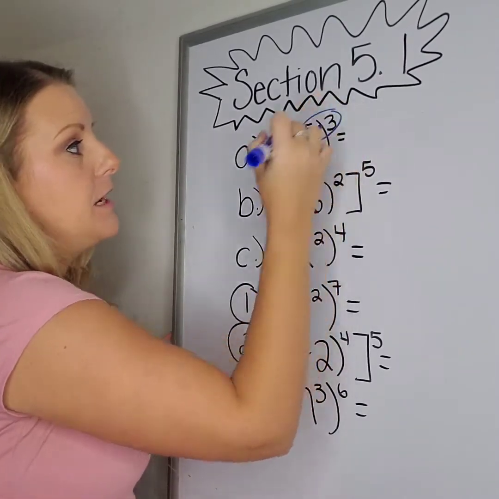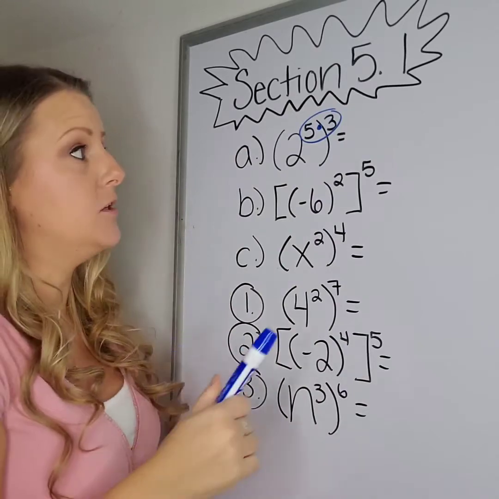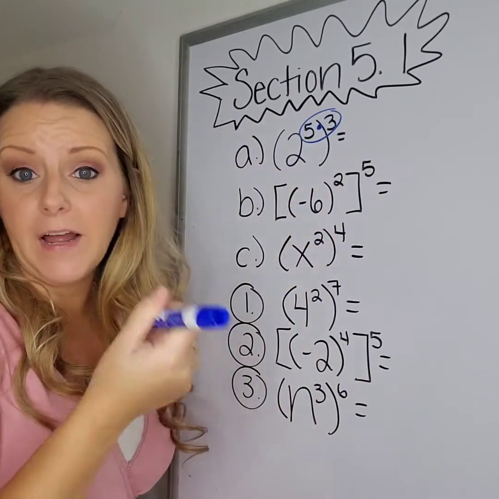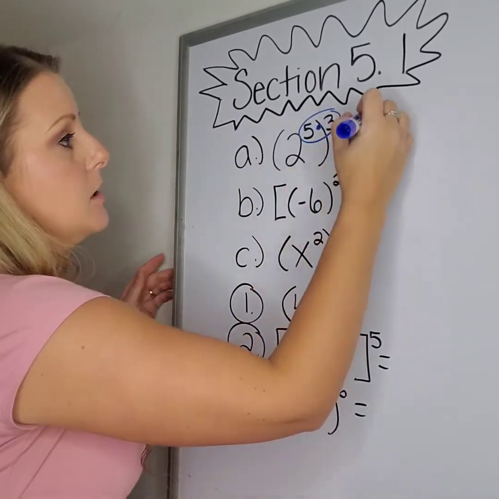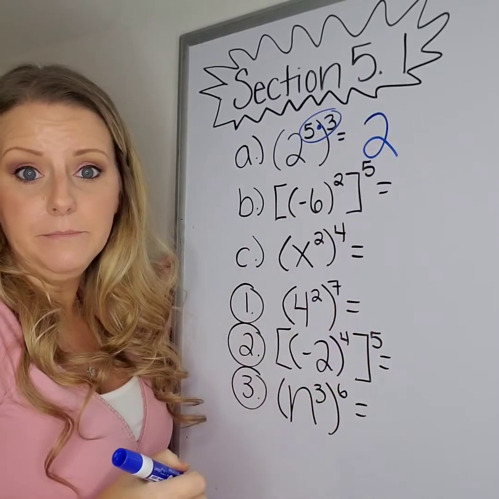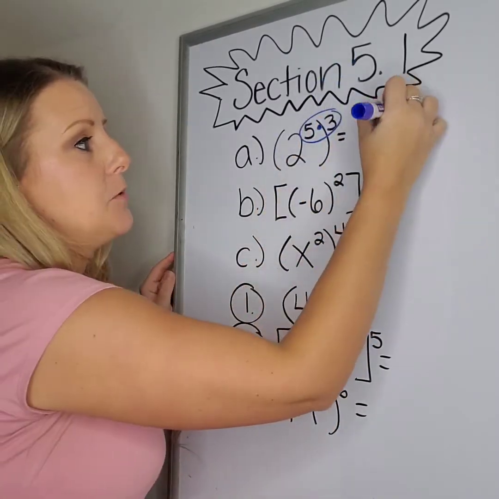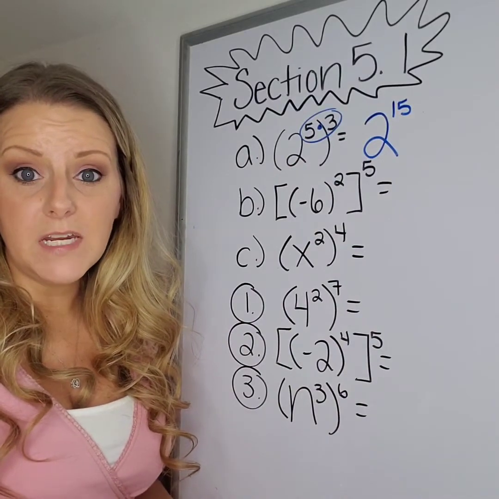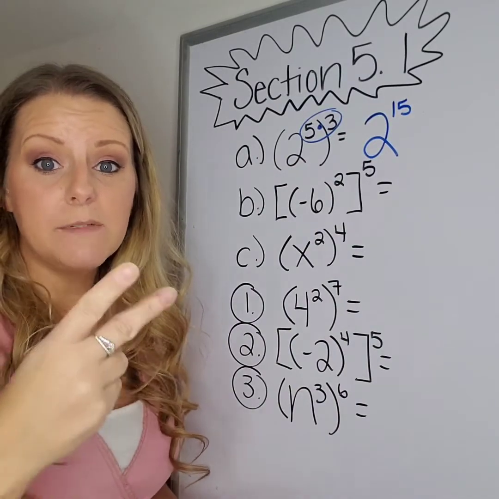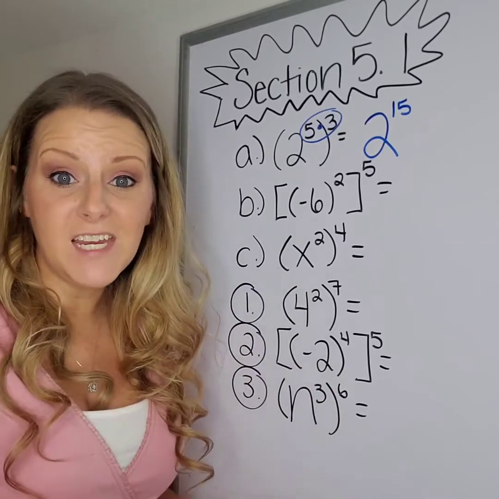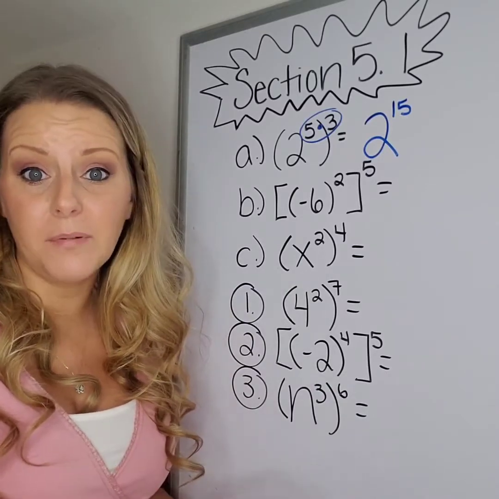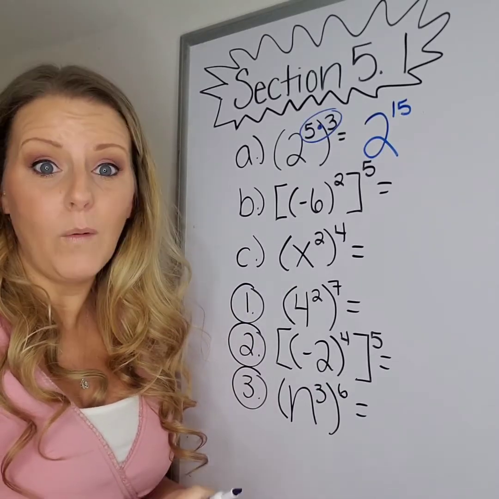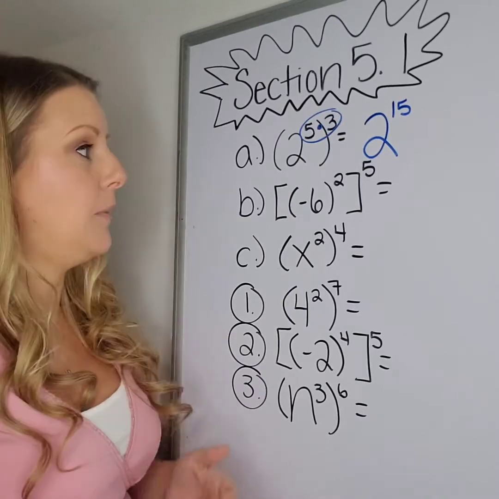Okay, so 3, and I put a little dot there for multiplication. 3 times 5 or 5 times 3, doesn't matter. So you keep the base the same, and 5 times 3 is 15. We're going to leave it as 2 to the 15th power because 2 times 2 times 2 times 2, 15 times is going to be a huge number, and we don't need to mess around with that. We can just leave it as 2 to the 15th power.